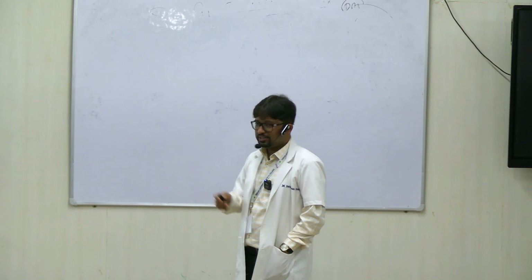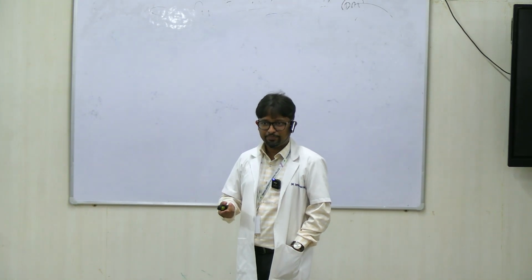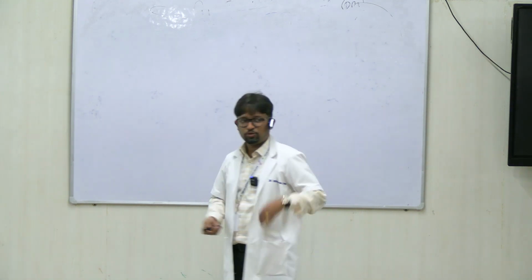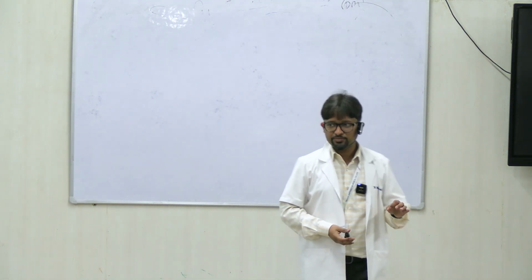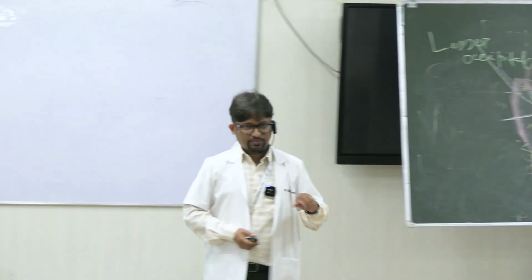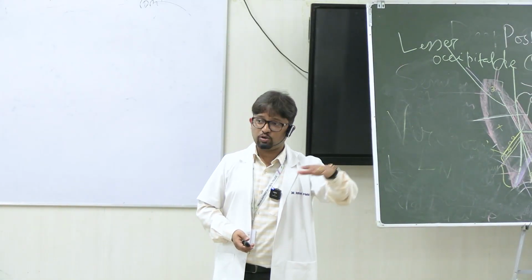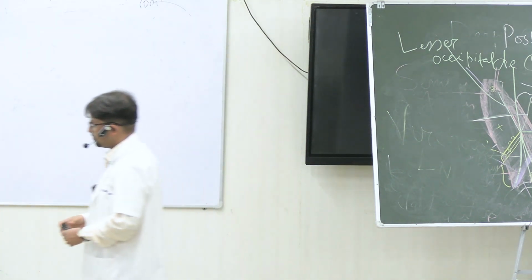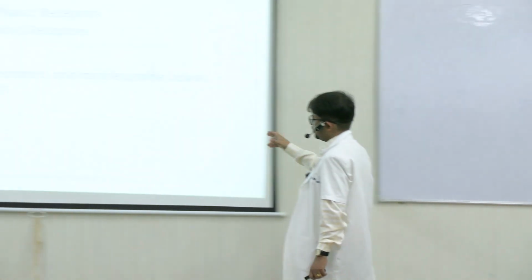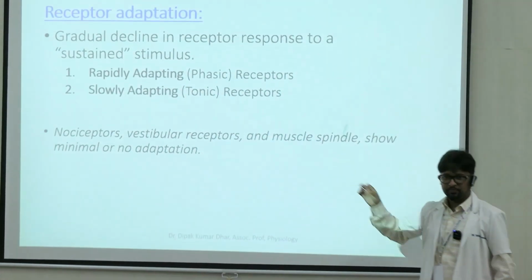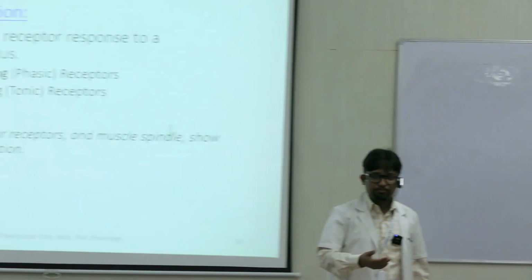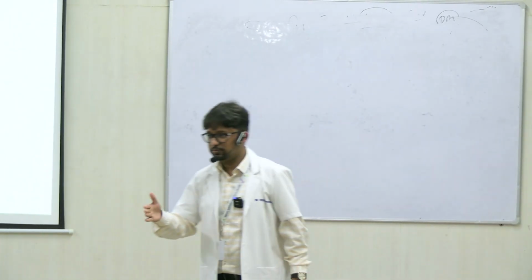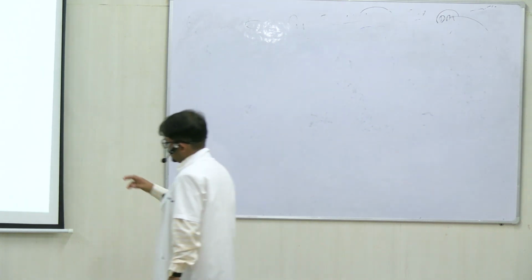So nociceptors, that is the ones detecting pain, vestibular receptors and muscle spindles show minimal or no adaptation. That means however long the stimulus remains, the activity is always there. So in both these cases, these are the ones, slowly adapting receptors, which make us feel the stimulus continuously. So this you have to understand.